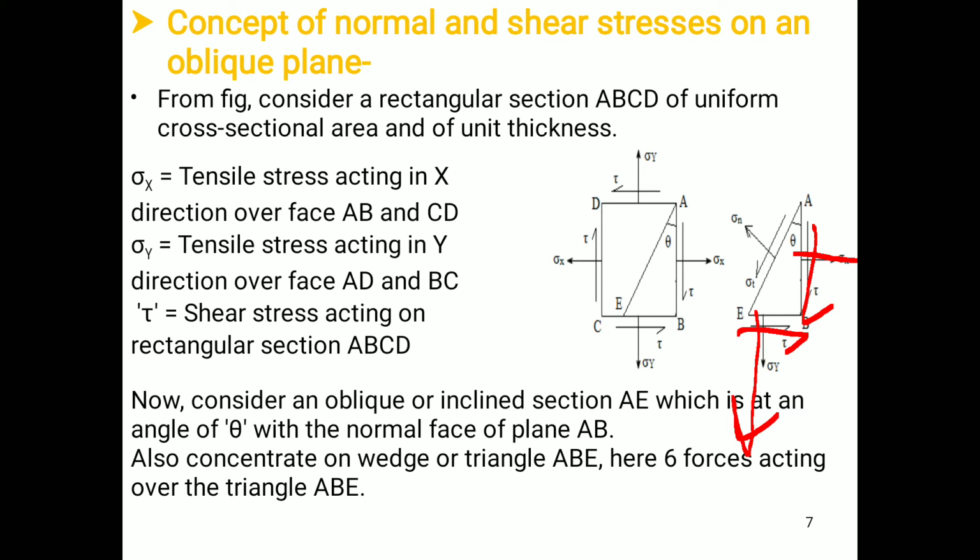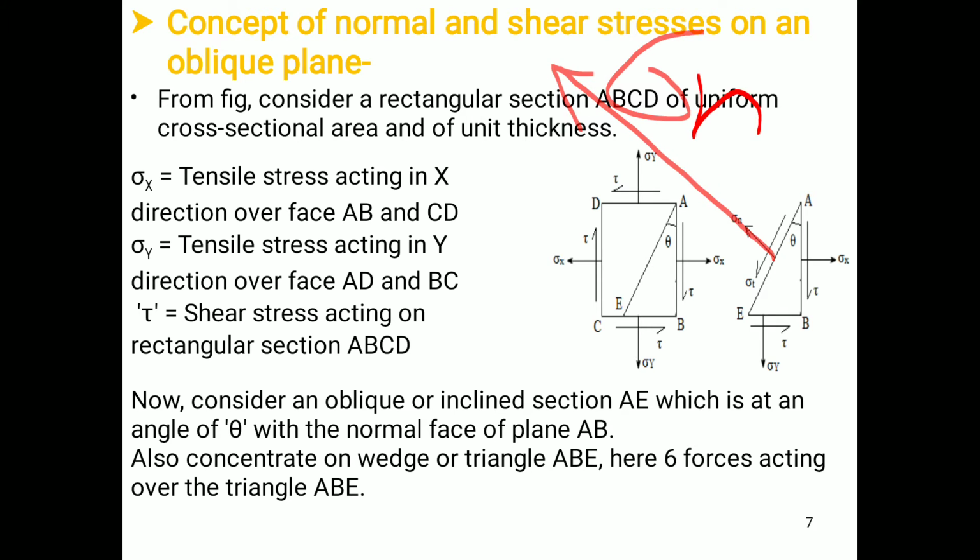AB and EB. Now our aim is to find out the value of sigma n, which is acting perpendicular to the oblique plane AE. Also we have to find out the value of sigma t, that is a tangential stress which is acting along the plane AE. That is our aim. And this is theta.